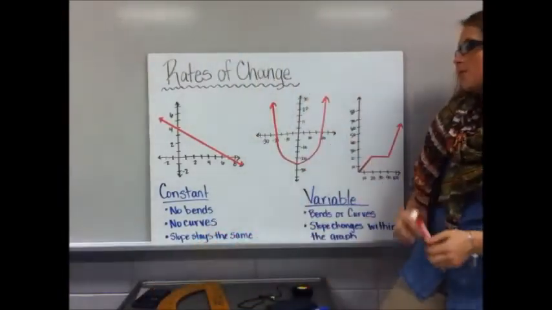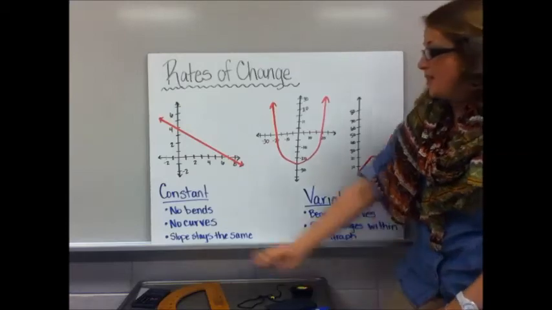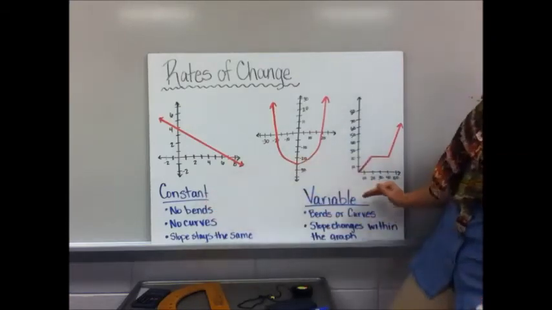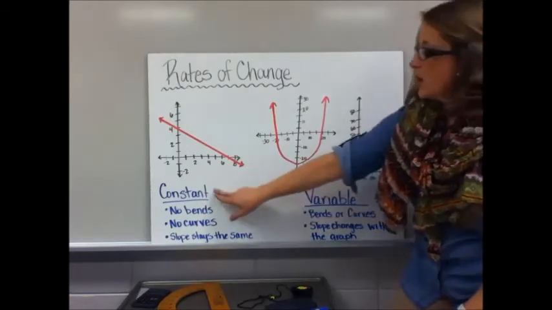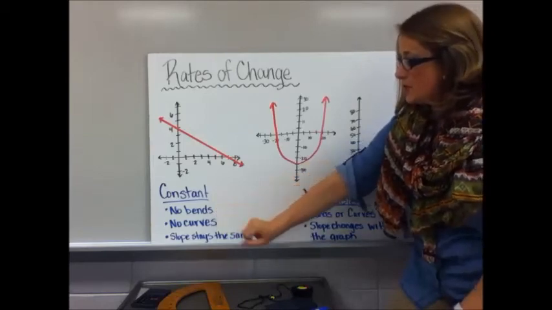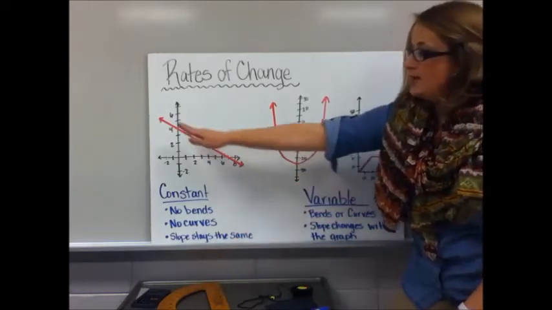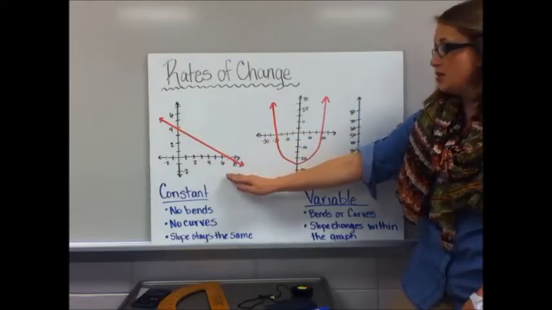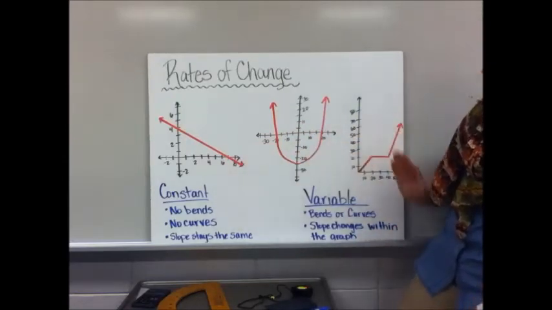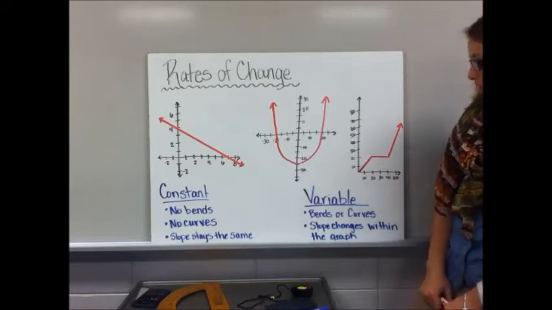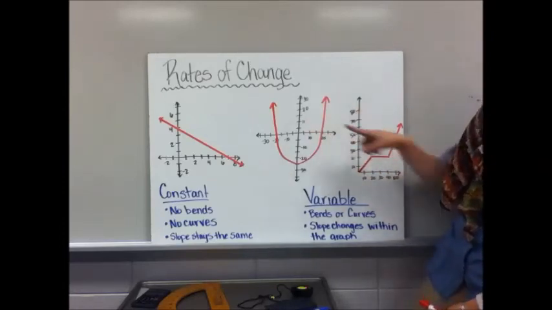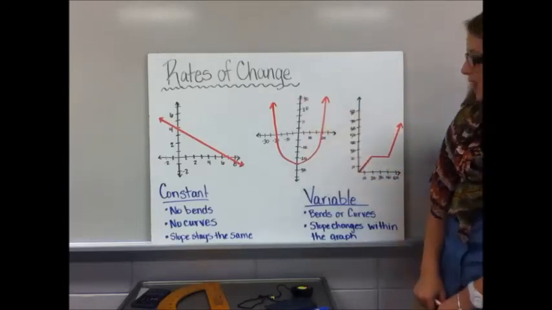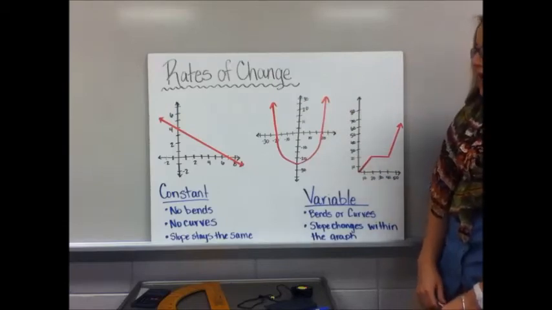When you're talking about rates of change, you can classify them as either constant or variable. Constant meaning there's no bends, there's no curves, the slope remains the same. So this first graph is a constant rate of change. For these two, these are variable rate of change. That's because there are bends, there are curves in the line. The slope changes within the graph.